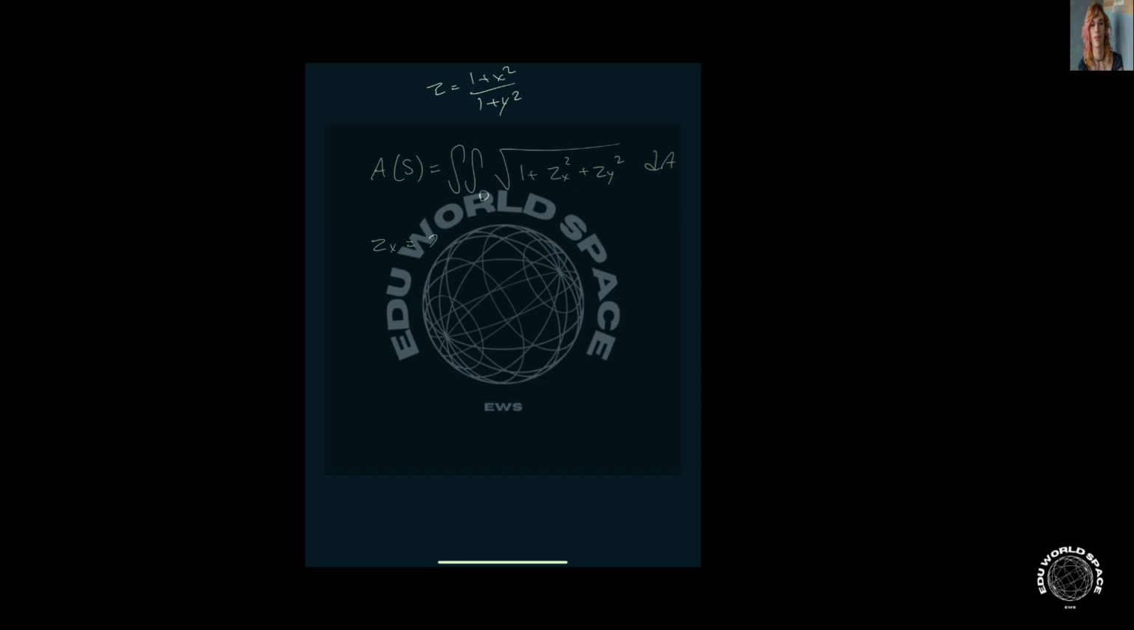That's going to be 2x over 1 plus y squared. And then the partial derivative of z with respect to y is equal to negative 2y times 1 plus x squared over 1 plus y squared squared. Then with this, we square these two values to get area. It's going to be the double integral.